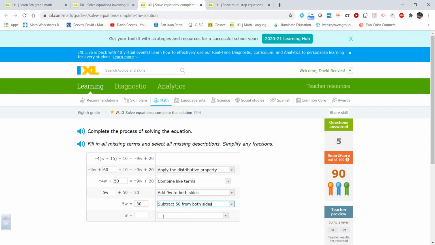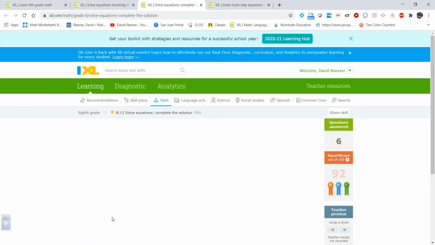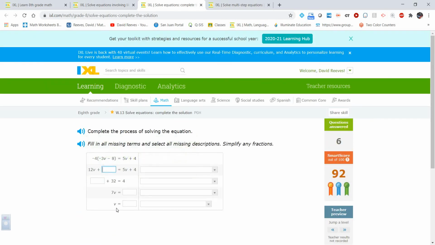And now what do we need to do? Now we need to divide both sides by 5, and negative 30 divided by 5 is, last time I checked, negative 6. Wonderful. Okay, that is skill W number 13.